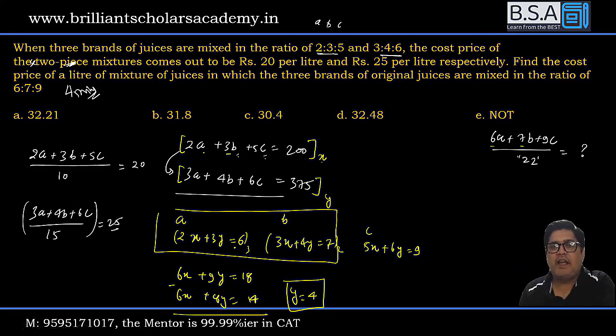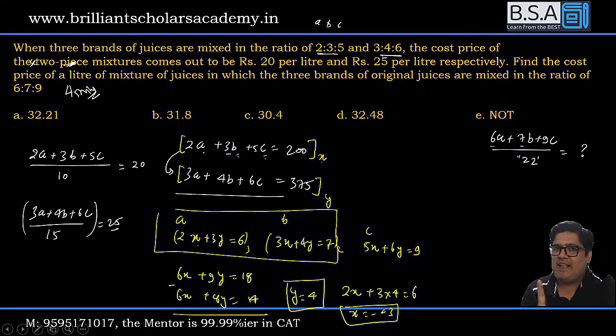You put 4 in any one of these. मैंने इसमें 4 put कर दिया. Let us say 2x plus 3 into 4 is equal to 6. ये 12 है, यहाँ जगह जगह minus 6. x becomes minus 3. Now this step is very critical. You have managed to match the liters of A and liters of B.